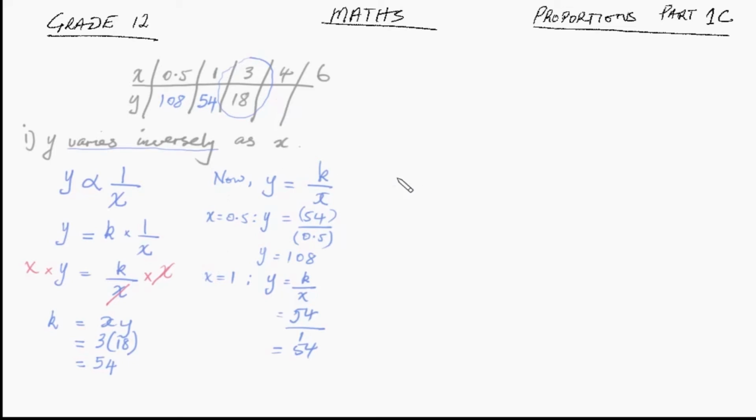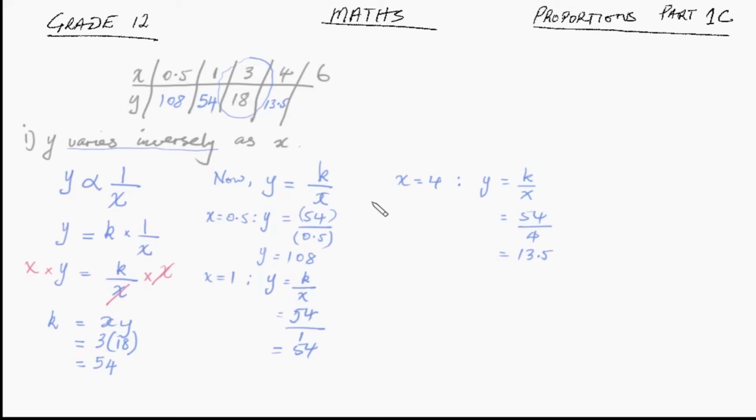Now let's say when x equals 4, then y is equal to k over x. k is the same, it's the constant, it's 54 even here, and our x here is 4. So 54 divided by 4 is how much? It's 13.5. That means when x equals 4, y will be 13.5.